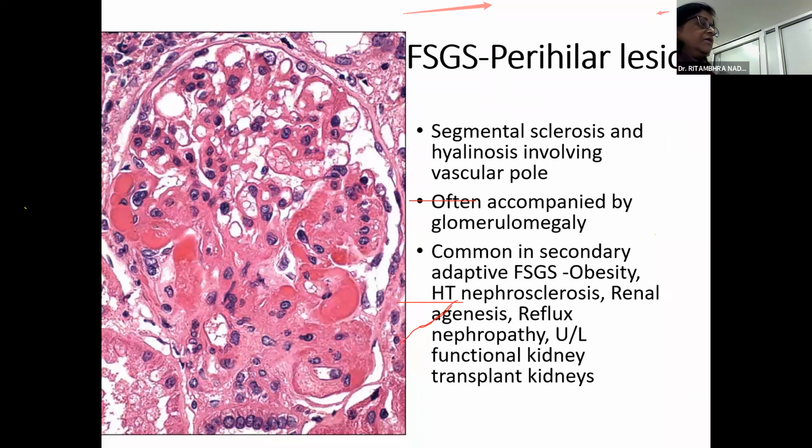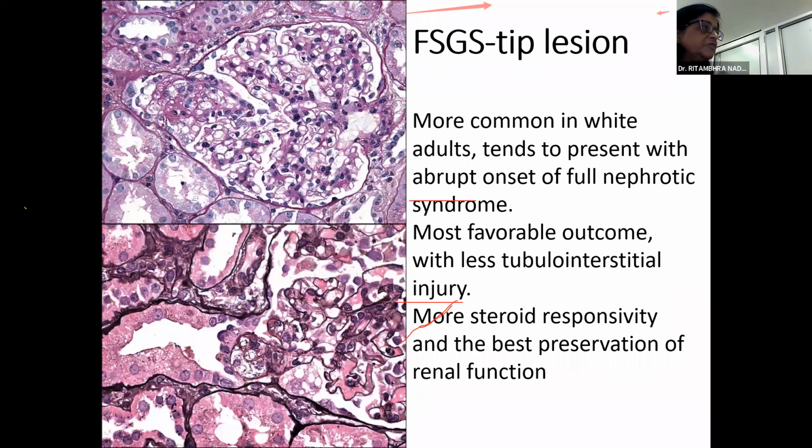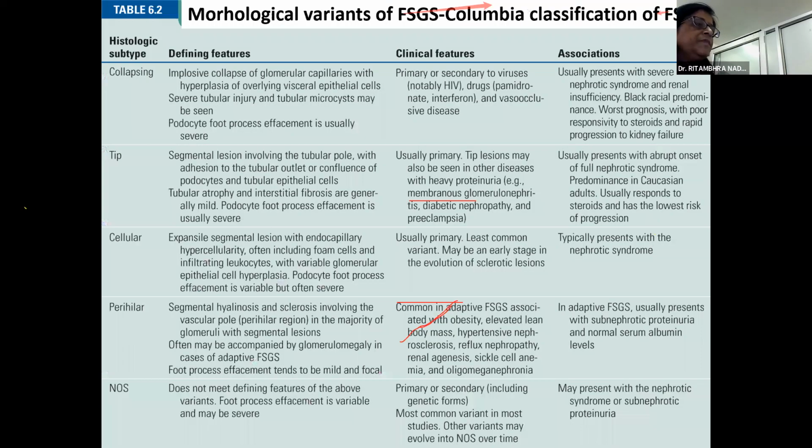Then Dr. Aravind mentioned different variants, and they have their clinical counterparts. Collapsing generally has heavy proteinuria, the tip variant behaves almost like minimal change disease, and perihilar is mostly in a secondary setting, which means they may not require classical, typical immunosuppressive therapy. So these are the importance of classifying these segmental lesions.